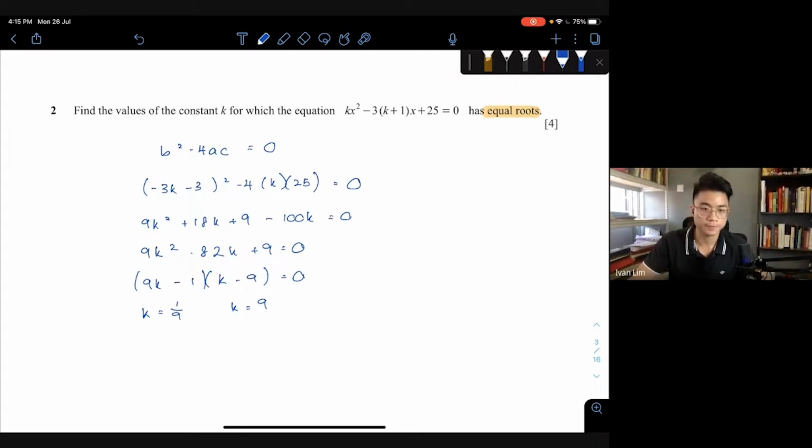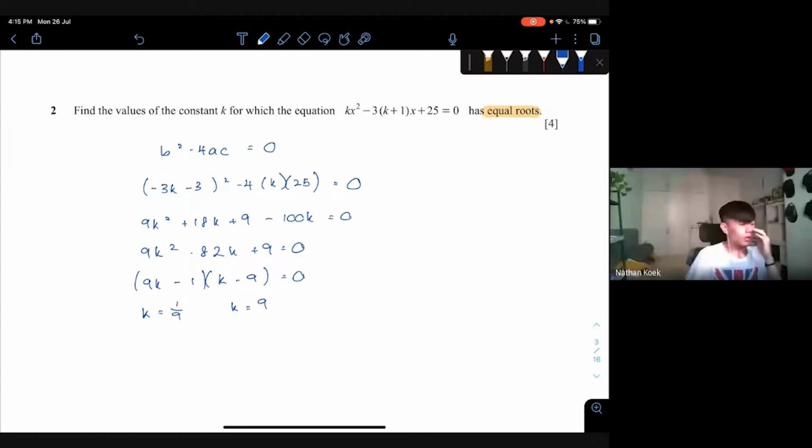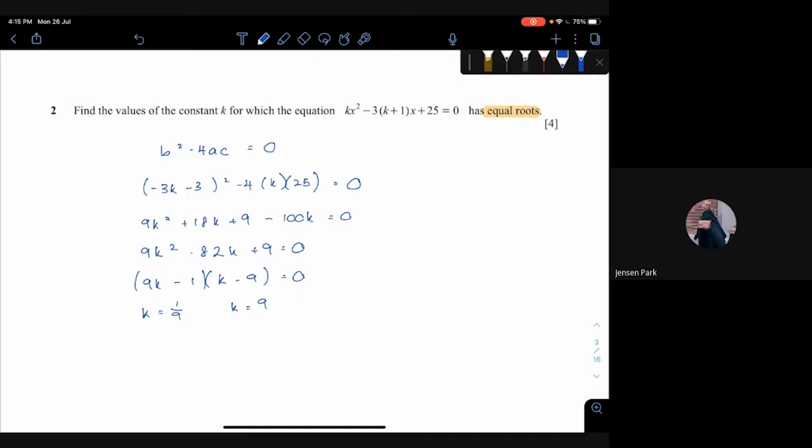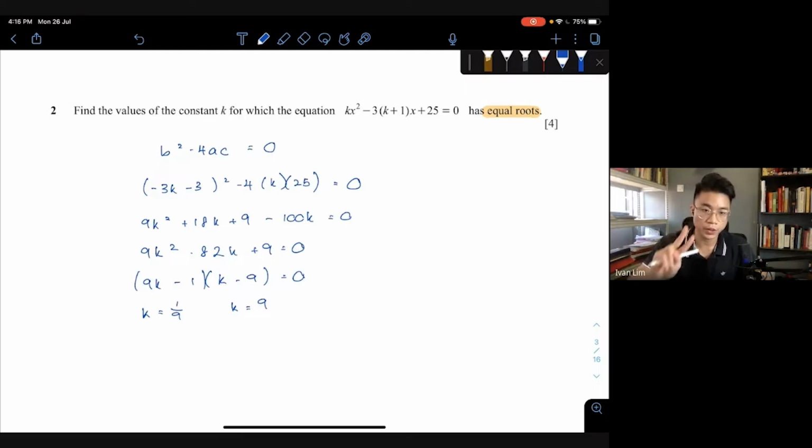Okay, any questions here? Sometimes the question will ask that it has two distinct roots, or one real root, or less than 0, more than 0, so how to differentiate? Specifically for this question, there are 3 possible ways they can ask you. The expression is not just b squared minus 4ac, you have to write the whole thing. It's either equals 0, less than 0, or more than 0.